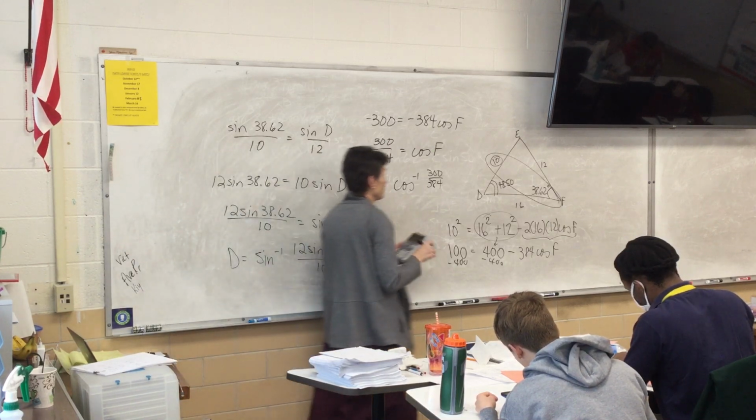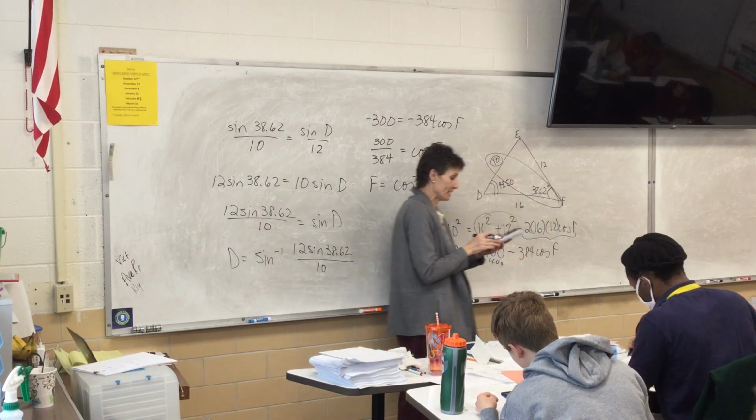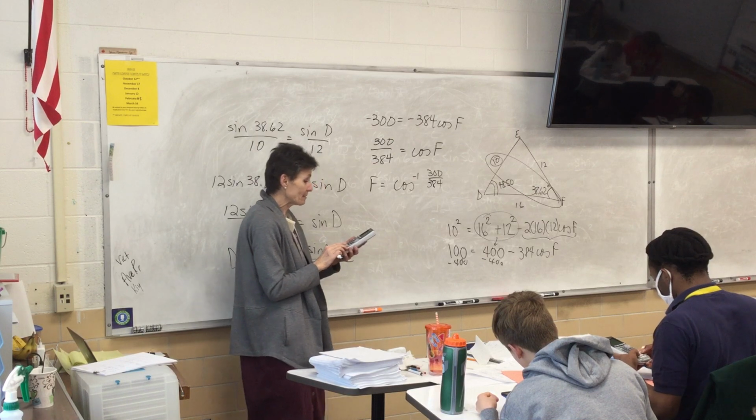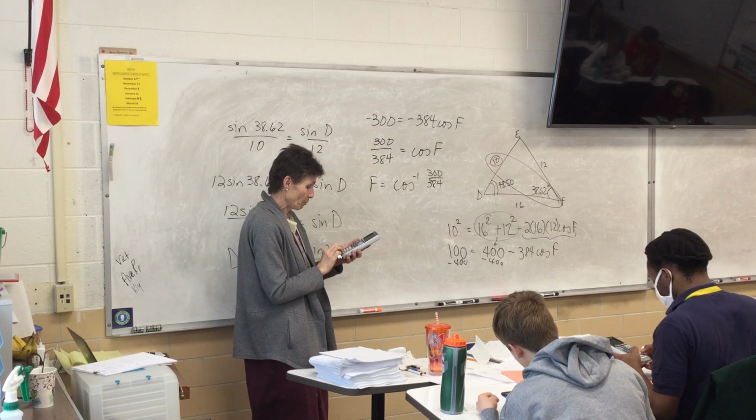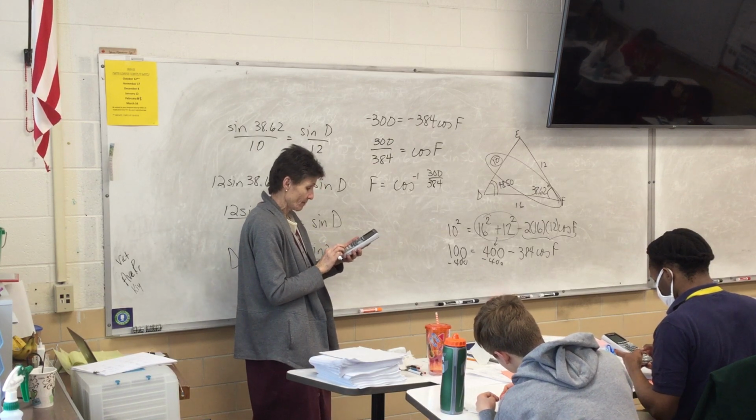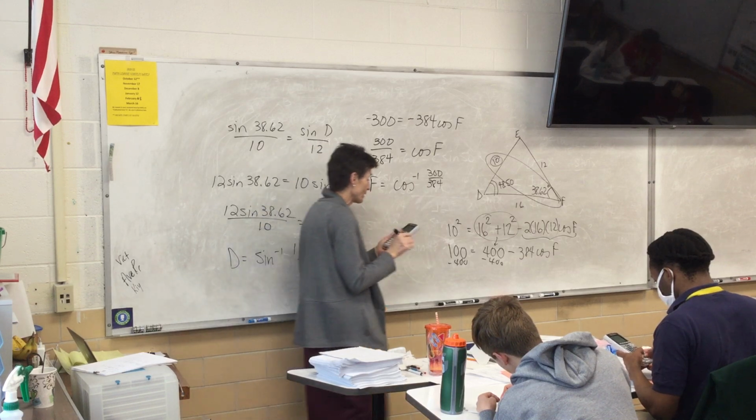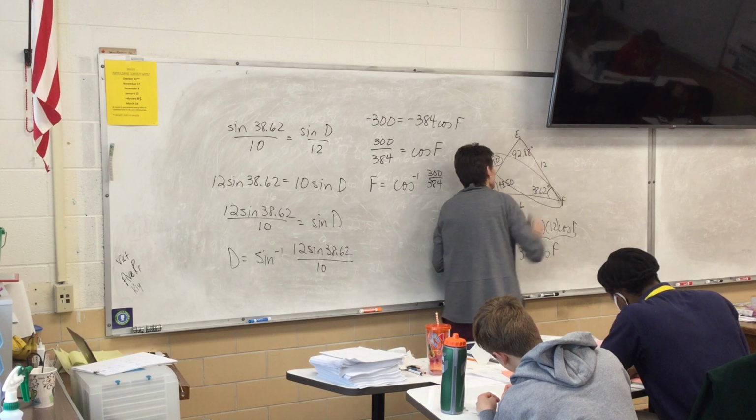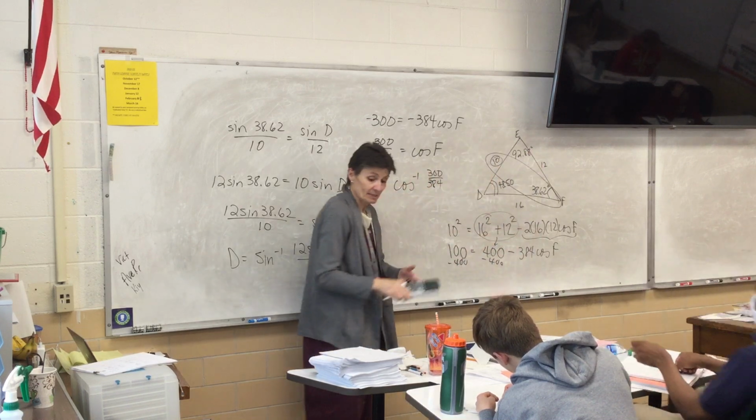Now, what about my big angle? What would my big angle be? 180 minus 48.5 minus 38.62. I got 92.88.